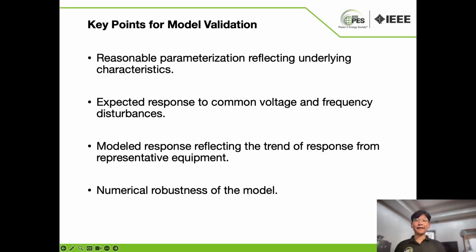When evaluating IBR model quality, a few main factors come to the forefront. First, reasonable parameterizations of the model that reflect its underlying characteristics. Second, expected response of the model to common voltage and frequency disturbances. Third, model response reflecting the trend of the response from representative equipment. And lastly, numerical robustness of the model.